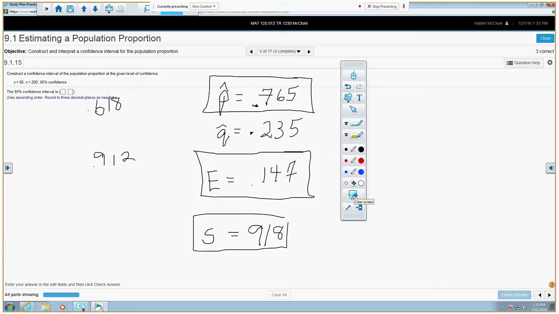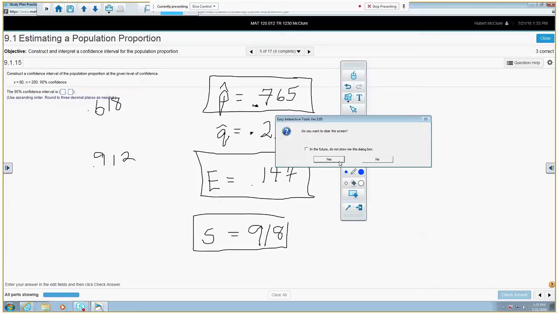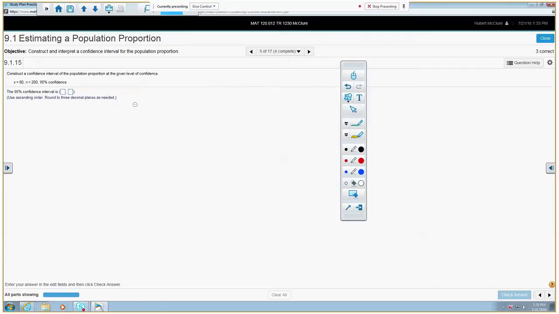Okay. All right, now they're going based on accuracy. They want you to find the what? Construct a confidence interval. So now they want you to do the upper and lower bound. X is equal to 80, N is equal to 200, and 95% confidence.